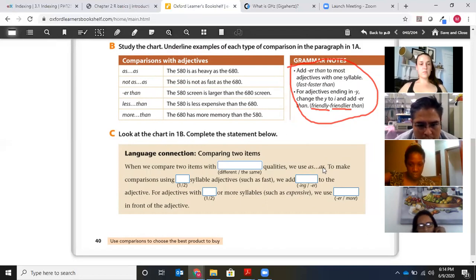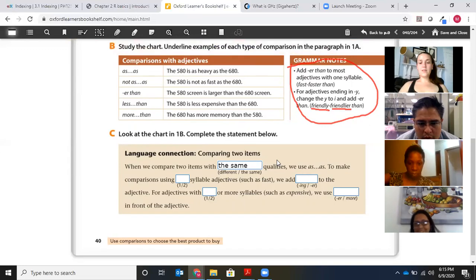Okay. Language connection, comparing two items. When we compare two items with the same quality, we use as, blank as, right? So when we compare two items with the same qualities, we use as, as, right? And what did you say? With the same quality? Right? The same qualities. And how do you know that answer?